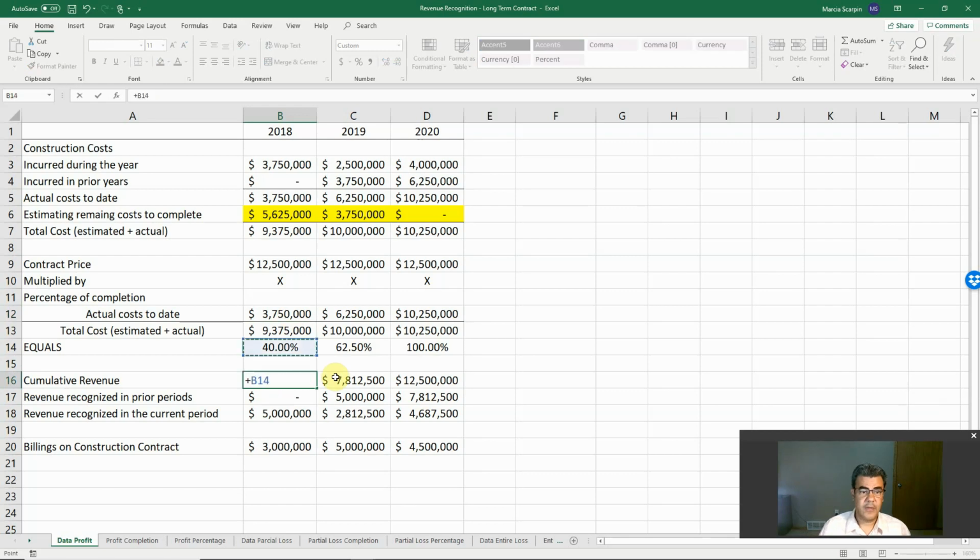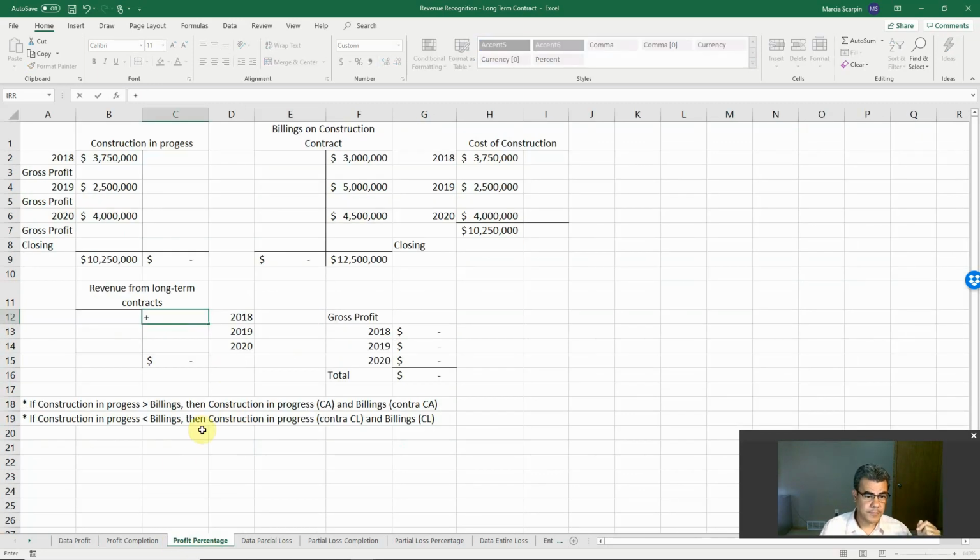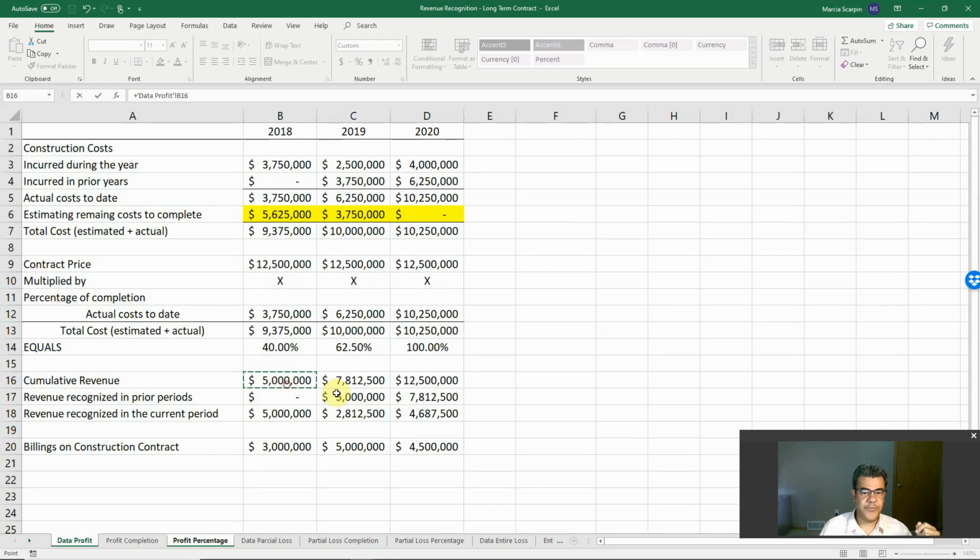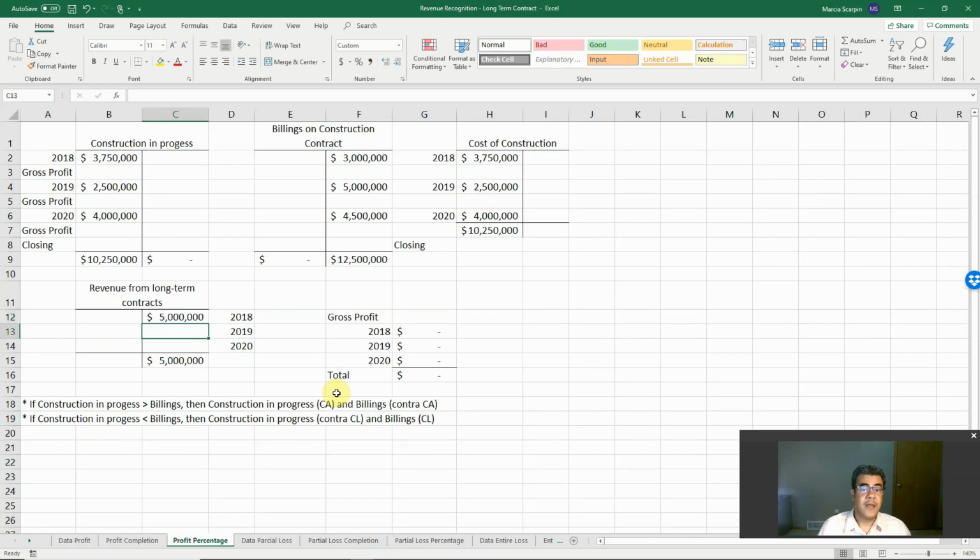How do we find it? Contract price times 40%. We don't have prior years because this is the first year. So this $5 million will be our revenue. Revenue here, $5 million. However, this number is cash. This number is cash. So our journal entry is this number here.